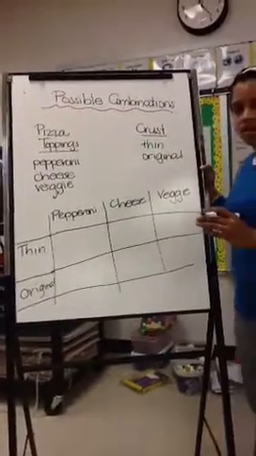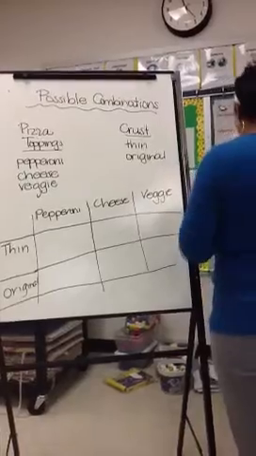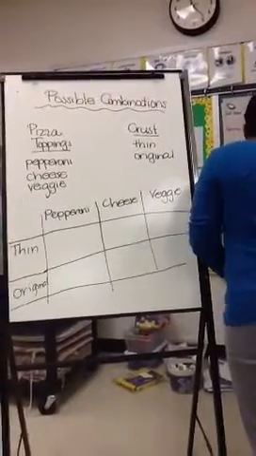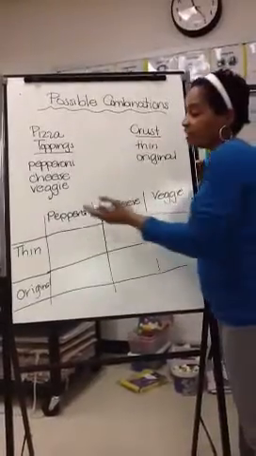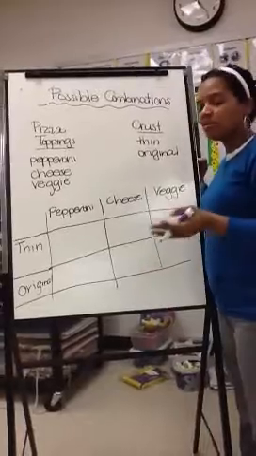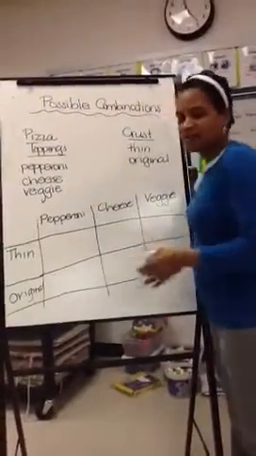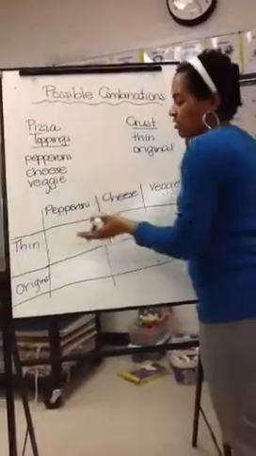Now I fill in, matching the pizza toppings to the crust. So I'll use a different color. This time around, I'm going to use the first letter of each topping or crust to kind of make it easier. But some people can choose to write it out, but it's easier for me to write it in using the letters only, just the first letters.